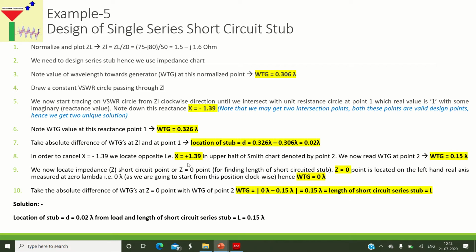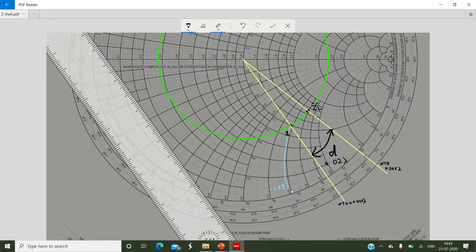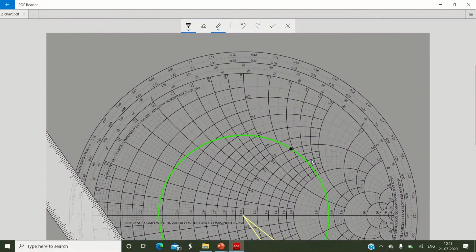So we will locate this positive reactance 1.39, and we know that the positive reactance value will be located in the upper half of the Smith chart. We will plot this particular point, which represents only this reactance, and at that point we will read out the wavelength toward generator. So we come back here in our Smith chart. The next step is to locate reactance 1.39. Please remember, only the reactance, not the real part. The reactance of 1.39 we can locate on the upper half of the Smith chart.